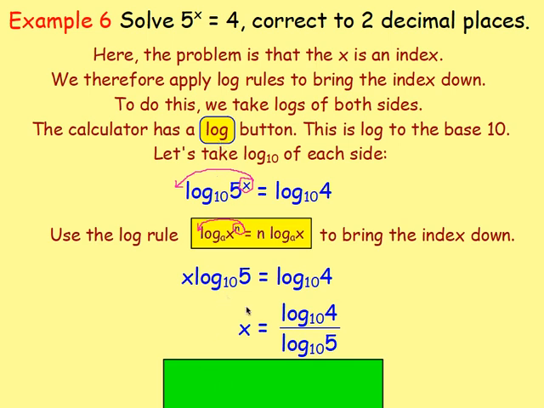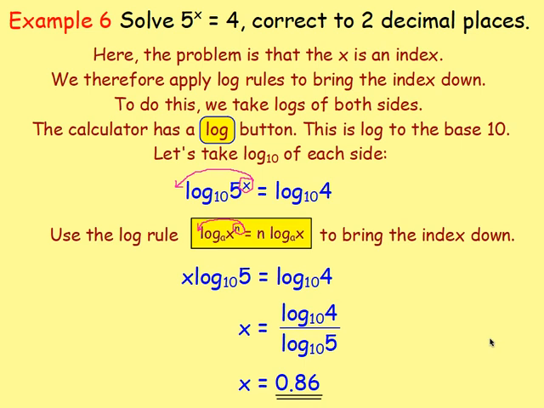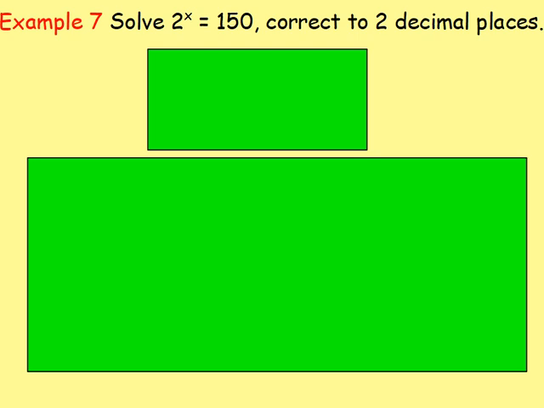Just make sure that you include brackets in the right places. You may have to work out the top line, then press equals and then divide, and then work out log base 10 of 5, and then press equals after that again. Just make sure you are getting the answer of 0.86 to 2 decimal places.